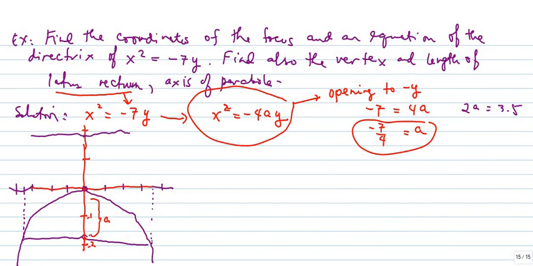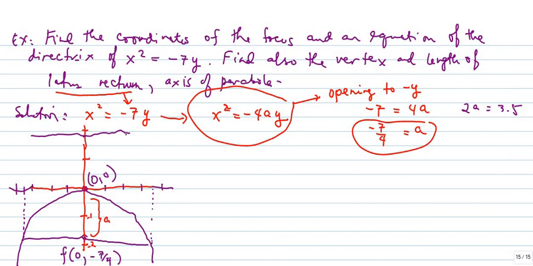Now, our focus is this one, and the vertex is this one at the origin. The focus has x equals 0, because it passes through x equals 0, and y equals negative 7 over 4. So we already found the coordinates of the focus, which is (0, negative 7 over 4). We also found the vertex, which is at (0, 0), and the length of the latus rectum, which is 7.